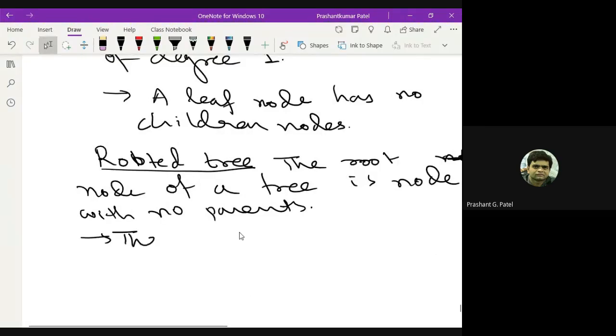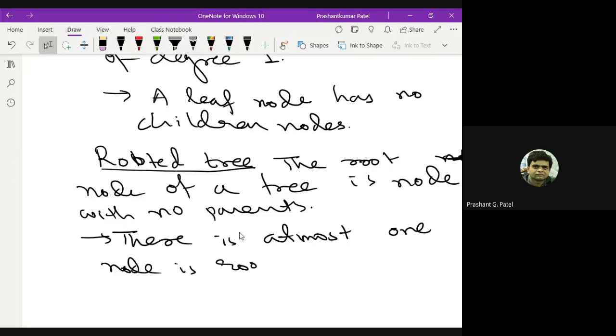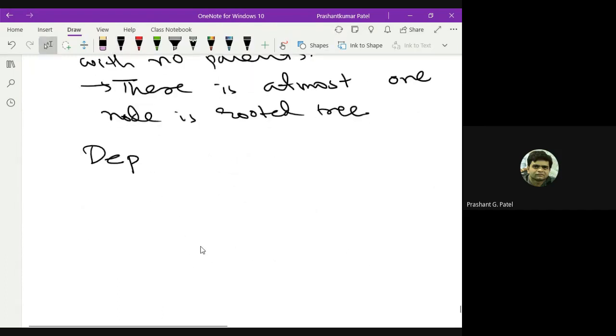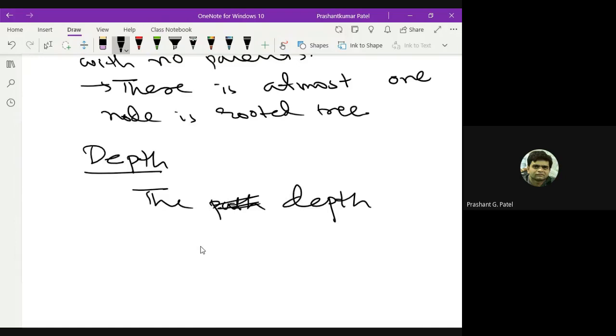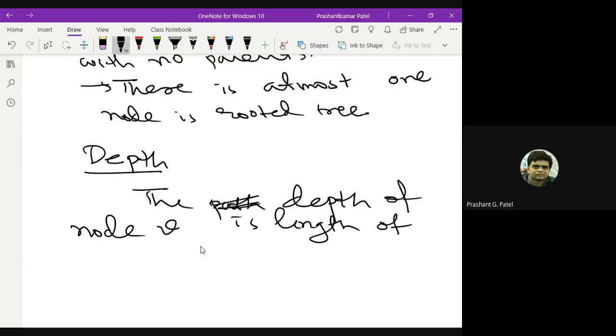There is at most one root node in a rooted tree. So at most one node should be there. If the tree is rooted, then we can talk about the depth and the level. That means how much depth is there from the root. First of all, I should say the depth of a node V is the length of the path from the root to V.